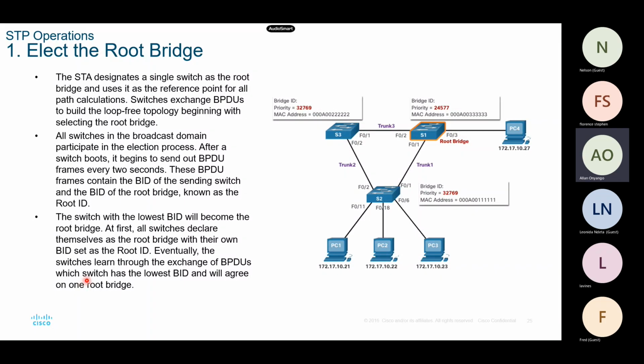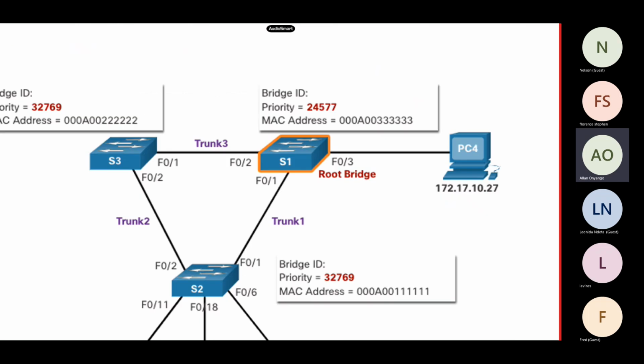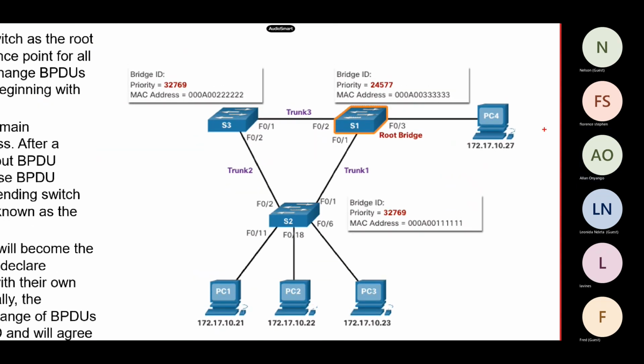Now, as we had already mentioned, the first thing that happens is always the election of the root bridge. I want us to look here very keenly and observe how the root bridge is going to be elected. So we have S1, S2, and S3, and each switch has a priority value. S1 has 24,577, S2 has 32,769, and S3 has 32,769. Obviously, S3 and S2 have the same priority, but S1 has the lowest priority. And that's why S1 is going to become the root bridge.